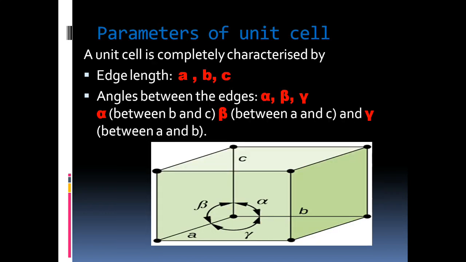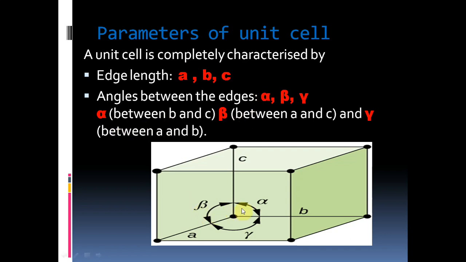Now let us discuss parameters to describe a unit cell. A unit cell is completely characterized by two things. One is the edge length and the other one is the angles between the edges. The edges of a unit cell are described with A, B, C terms, and the angles of the edges are described with alpha, beta and gamma.